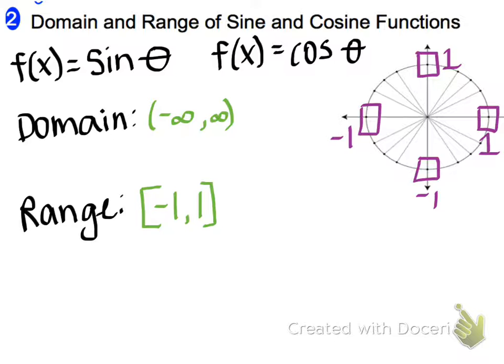So you can see in this case that both the domain and range for sine and cosine are the same. The domain is negative infinity to infinity. We can have as many angles as we want. We have an infinite number of options here. The range, though, will always be from -1 to 1. Our answers will never be anything but in between -1 and 1.